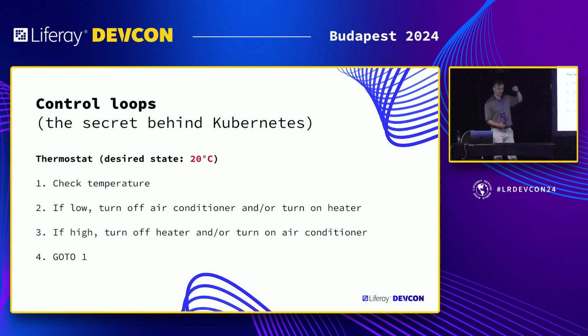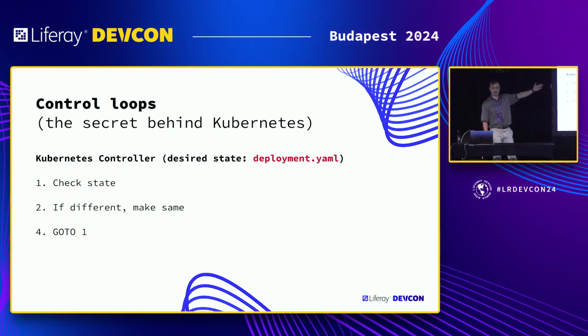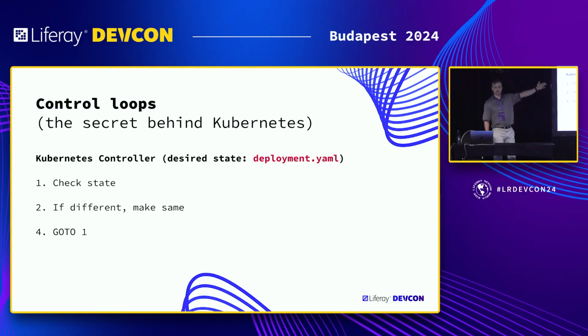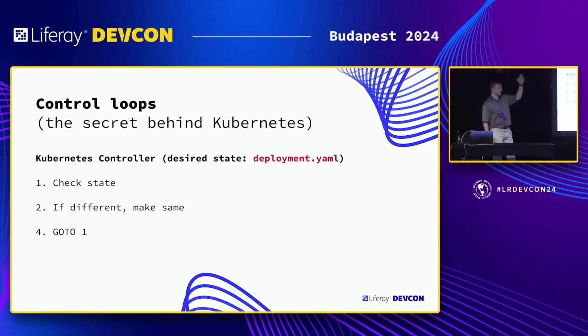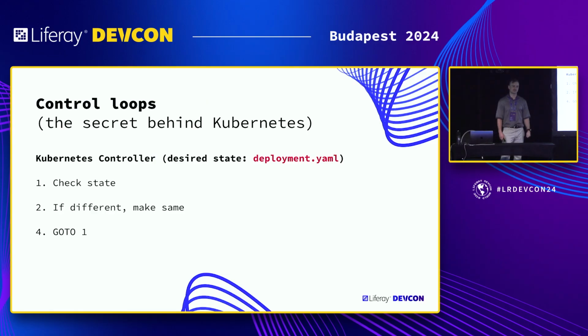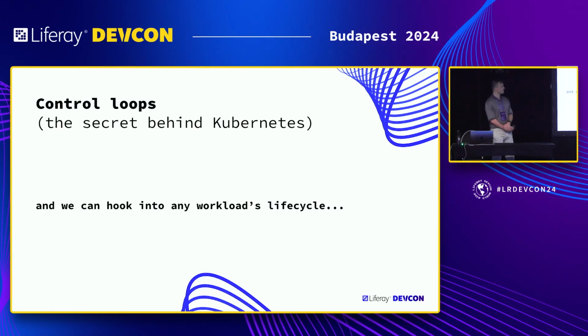And this has to do with Kubernetes because a Kubernetes controller, which is the heart and soul of Kubernetes, does the exact same thing. The input is not a temperature, it's a manifest for a resource. And the Kubernetes controller just makes that manifest match the actual state at all times. That's its entire job. And it's very lightweight, actually.